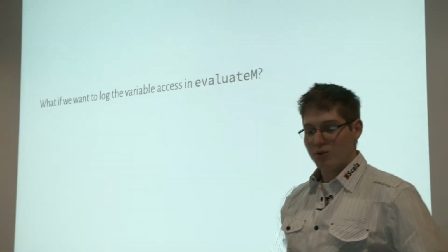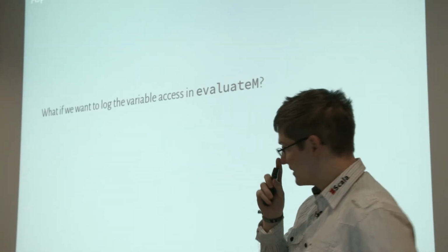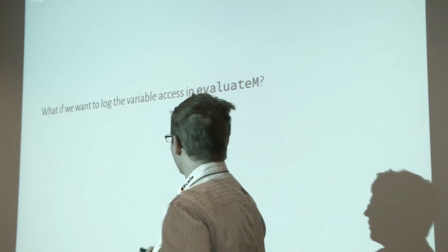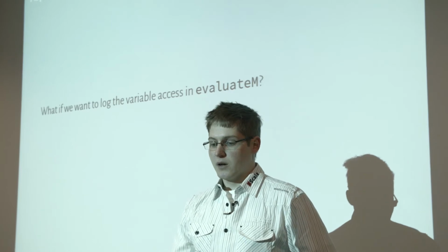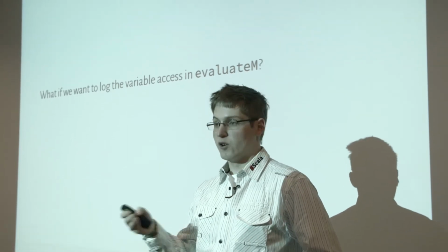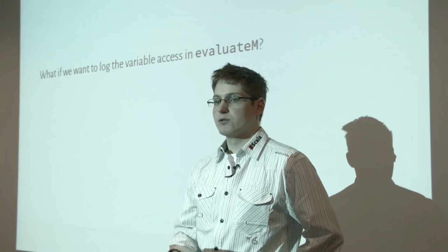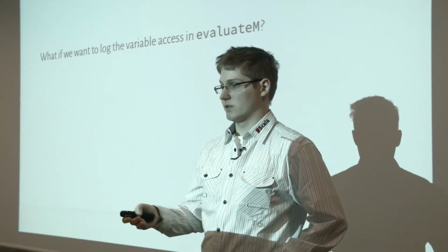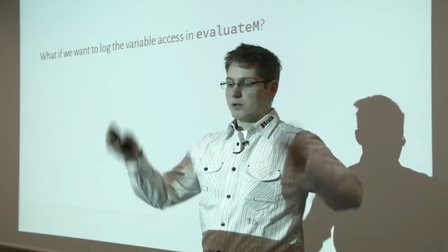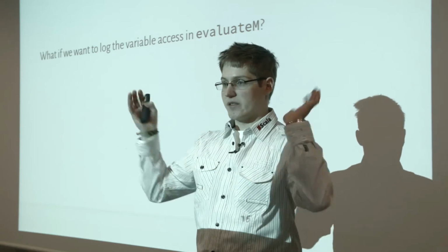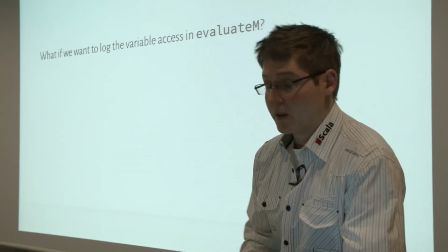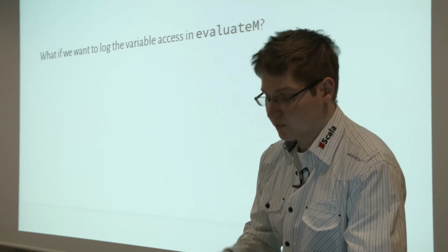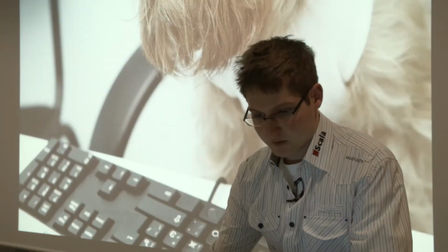And you can even do aspect-oriented programming with that. So, for example, what if you want to log the variable access in evaluate m? Let's say you want to check the performance of your evaluate function, and you want to check whether each variable is only accessed once, or maybe, I don't know, whatever you can imagine. You want to check something about the number of variable accesses. How would you actually do that? And the way we abstract our monad, it's really easy to do that. So let's see some demo code.